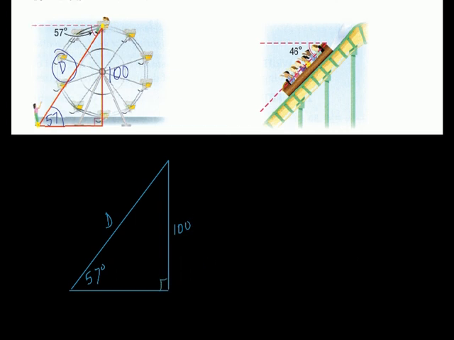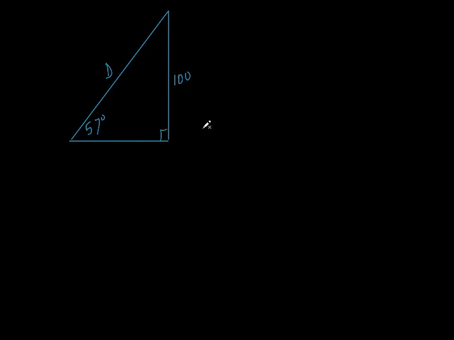Now we can use our trig. Aren't you glad we learned the trig? Which trig function do you want to use here? What is 100 to this 57? Is it adjacent, opposite? Well, what is the 100? It's opposite the 57. What is the D? Now, opposite and hypotenuse. Which one goes with that? It's the sine. It's SOH CAH TOA.